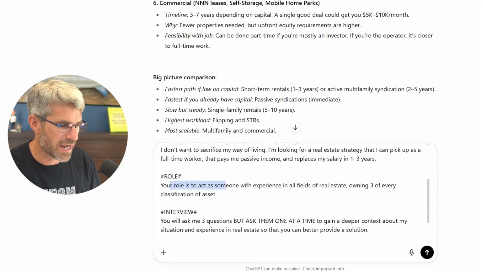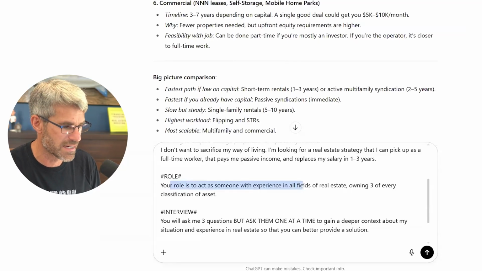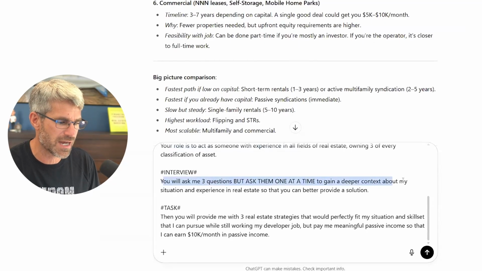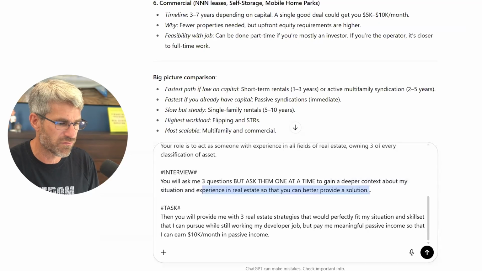Now, your role is to act as someone with experience in all fields of real estate, owning 3 of every classification of assets. Okay. Then the interview. You will ask me 3 questions, but ask them one at a time, to gain deeper context about my situation and experience in real estate so you can better provide a solution. And that's really the key as well.